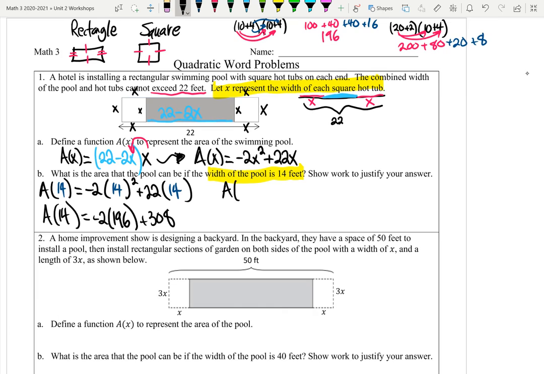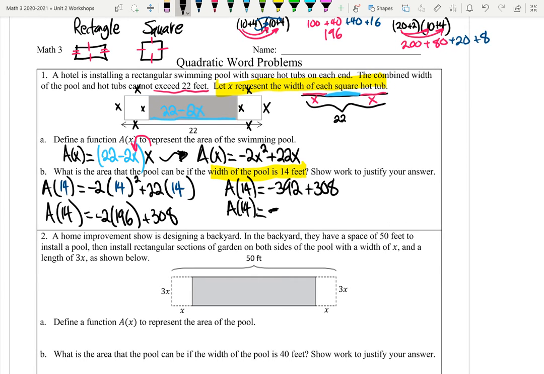I'm going to double 196. That's going to be 400 minus 8, which is negative 392, plus 308. Now A of 14 is going to be equal to, and if you were just continuing, you would go ahead and combine it. It's going to be a negative because the negative value is bigger. And if you want to know exactly what it's going to be, it's negative 84.